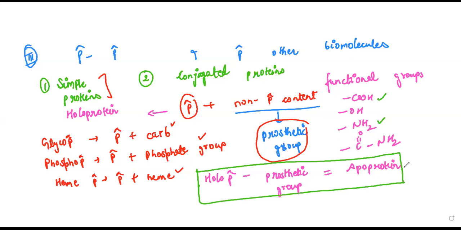The same thing is in the case of enzymes also. We will study these things there also: holoenzyme, prosthetic group, apoenzyme, as enzymes are also proteinaceous in nature. Is it clear? A conjugated protein consists of both the proteinaceous part and the non-protein content. For example, glycoprotein is a holoprotein; it consists of protein and carbohydrate.